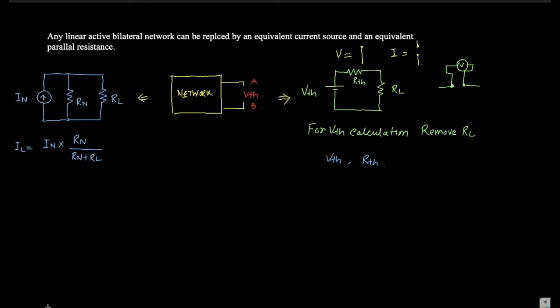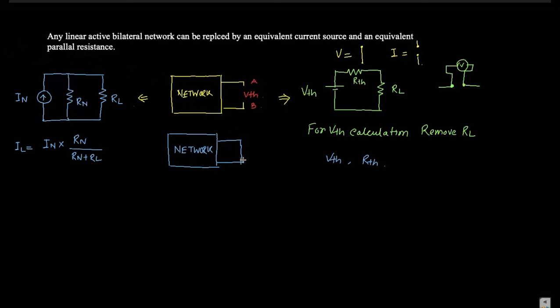Now if the network is like this, the same network, where this is RL and this is the network, then for solving this by Norton's, we can remove the load resistance and make it short.